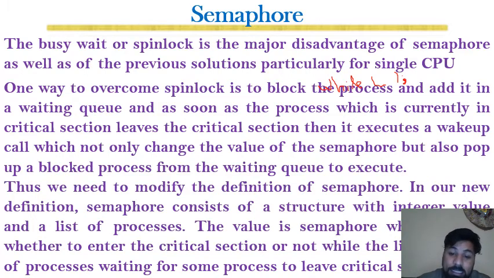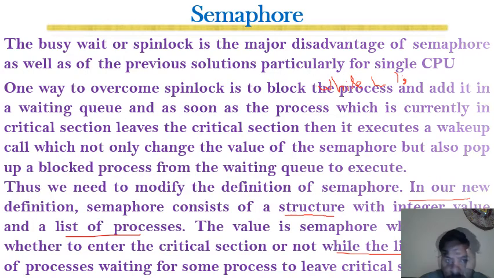Now it is a structure that consists of an integer value and a list of processes. The value is the semaphore value, while the list holds the processes waiting to enter the critical section. The value of the semaphore will decide which process enters the critical section, while the list will determine how many processes are waiting. Once a process executes a wait function, it is added to the list declared in the structure.